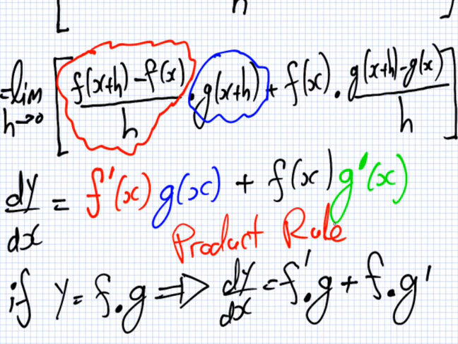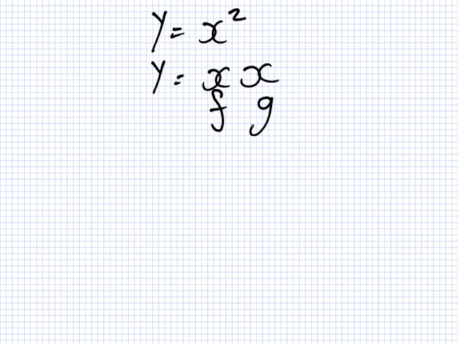Down one line. So this equals limit h to 0 of fx plus h minus fx all over h times gx plus h, plus fx times, and this is over h as well, gx plus h minus gx.